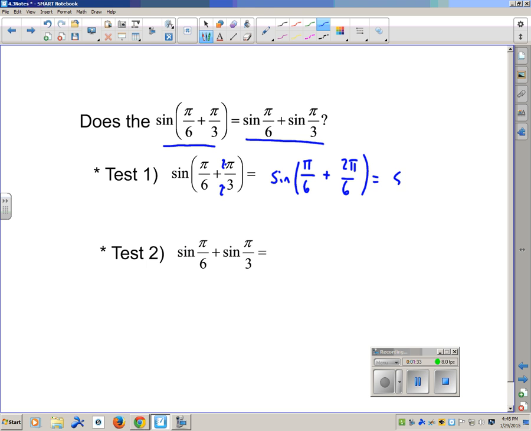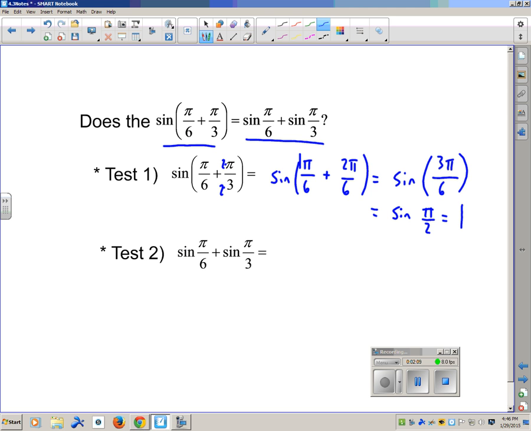Now, since I've got a nice common denominator, I can add my numerators. 1 pi plus 2 pi is 3 pi. Then if I reduce that fraction, 3 goes into 3 pi pi times, and 3 goes into 6 two times. So now we can simply find the sine of pi over 2. Well, the sine of pi over 2, according to your identity sheet or on your unit circle, is 1.